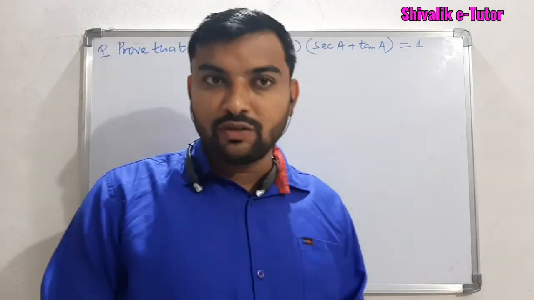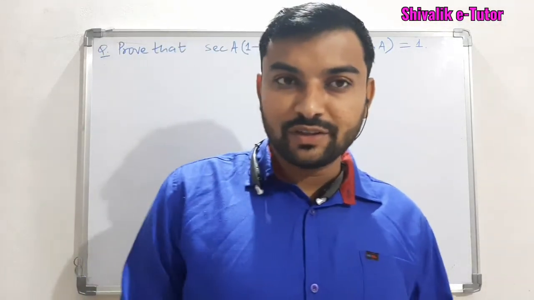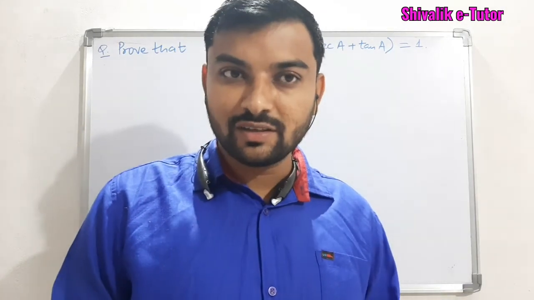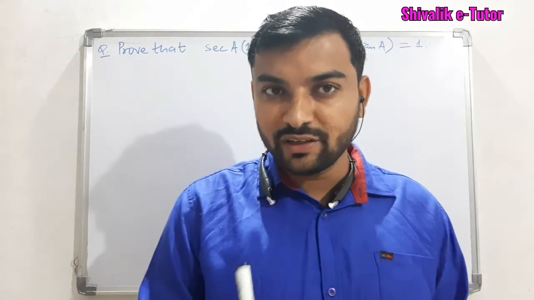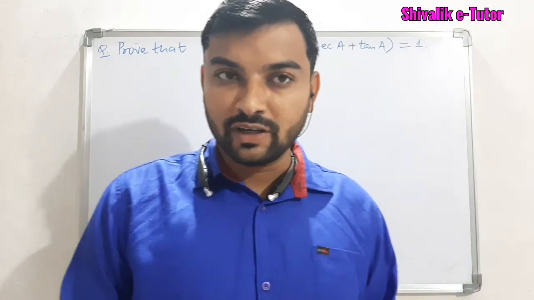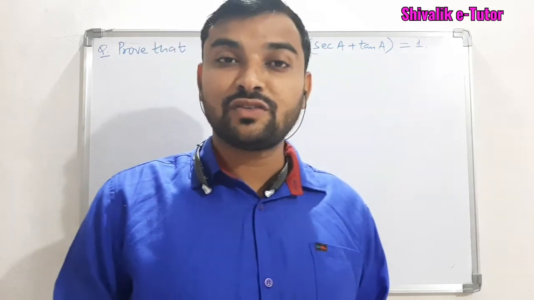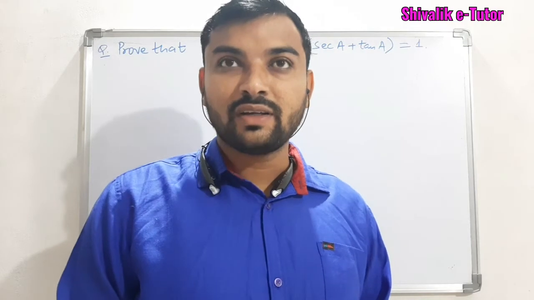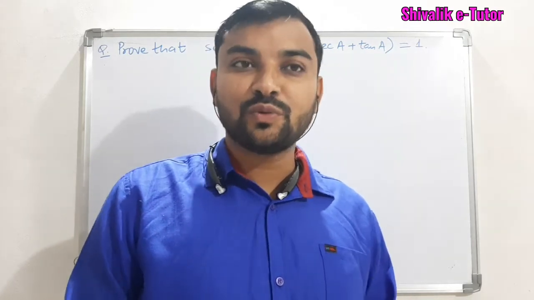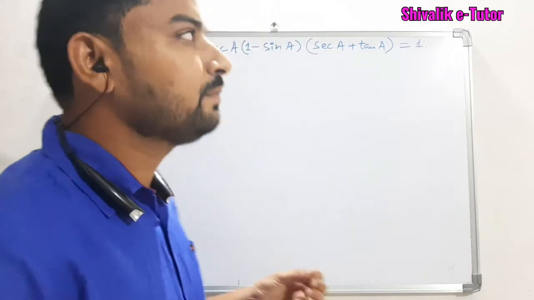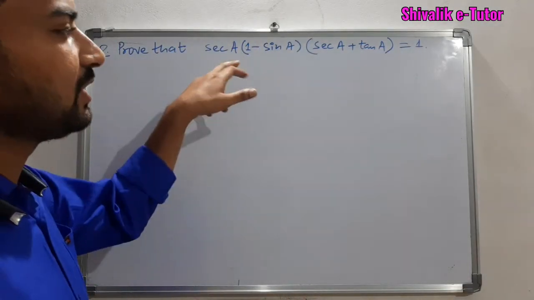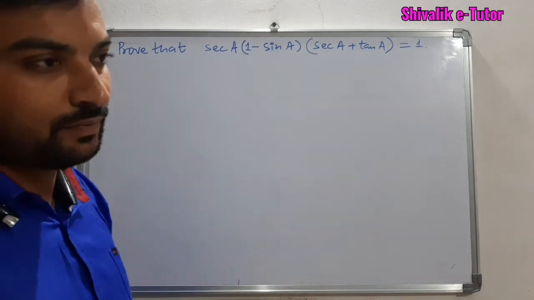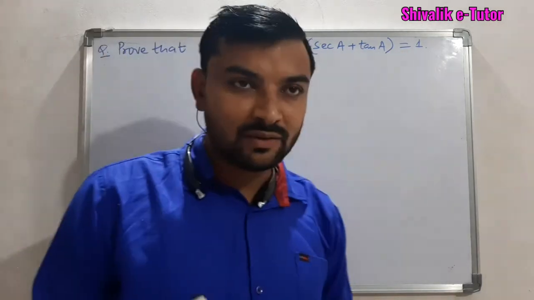So till now in this video we discussed the trigonometric identities, and I discussed with you the proof of the identity. Now let us come to the application part of this identity, where we have to solve questions based on the given trigonometric ratios, and the question will be something to prove. Like the question I took: prove that sec A multiplied with 1 minus sin A into sec A plus tan A is equal to 1. The question will be like that only.